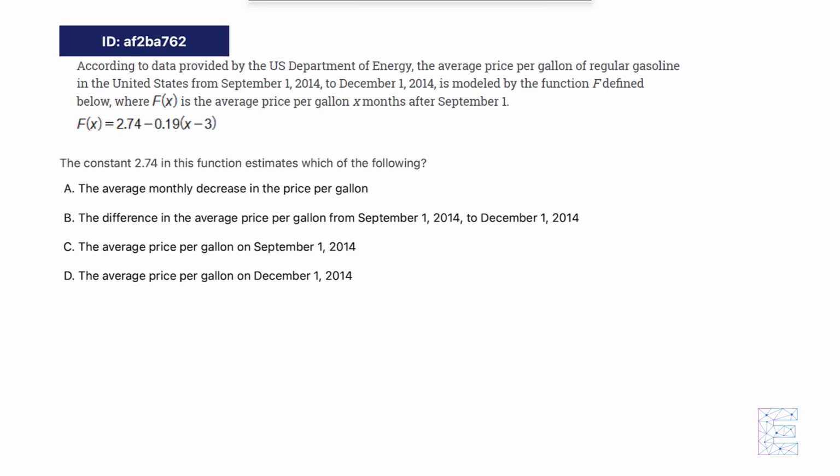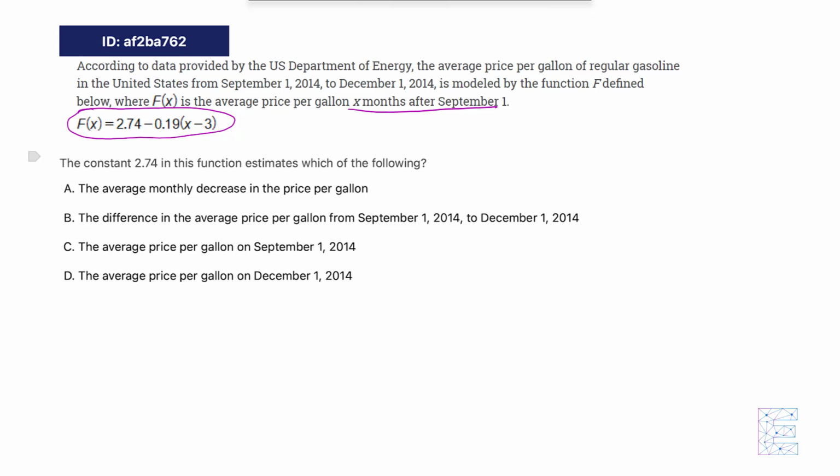According to data provided by the U.S. Department of Energy, the average price per gallon of regular gasoline in the U.S. from September to December 2014 is modeled by the function f below, where f of x is the average price per gallon x months after September 1st. So here's the function in question, and you can see this is a linear function.